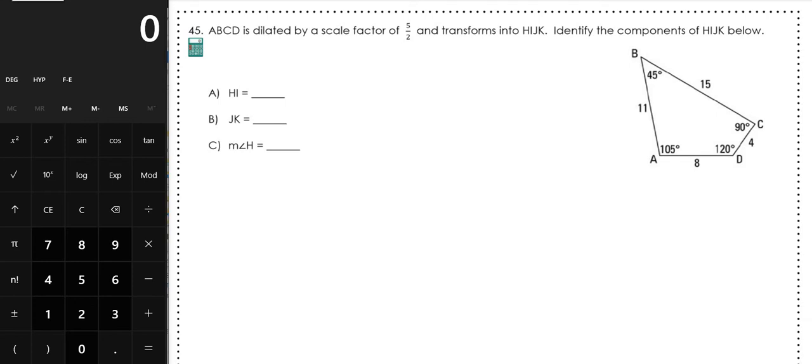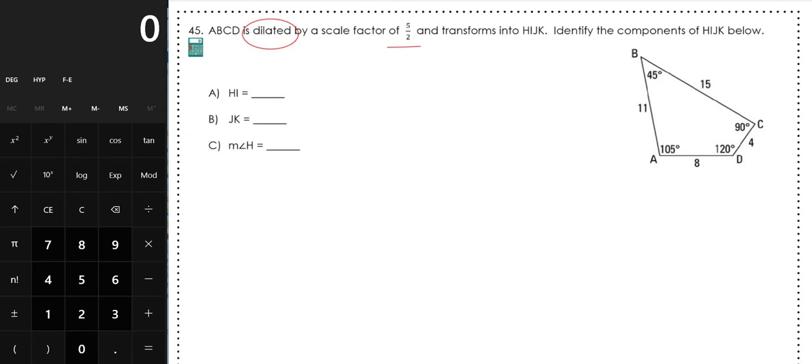Page 10, number 45. ABCD is dilated by a scale factor of 5/2 and transforms into HIJK, which is not currently pictured. Identify the components of HIJK below. Okay, so when we dilate, what we do is we multiply all of our lengths by the scale factor that's given to us.